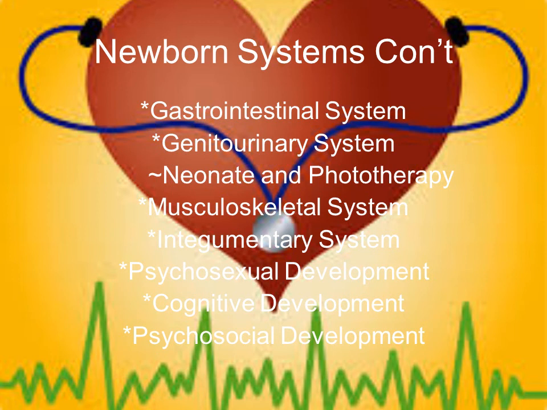Petechiae are a result of intradermal or submucosal hemorrhage. Small pinpoints, non-raised, perfectly round, reddish purplish spots. Mongolian spots, you will see these in different cultures, and they are usually darker spots on the buttocks, which is usually where you will see them.